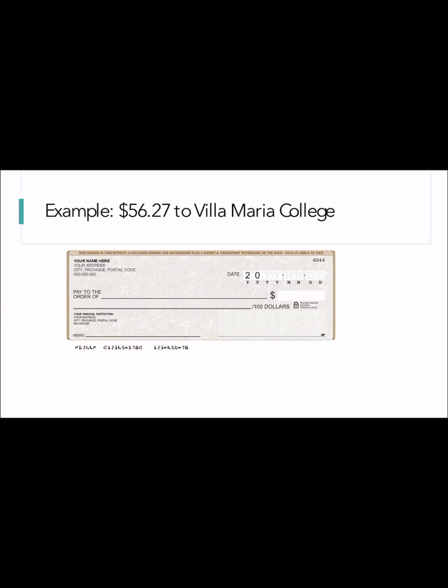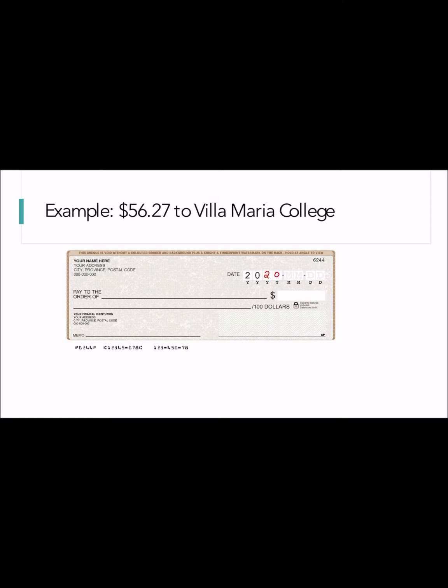So as an example, say I owed Villa Maria some money. Let's say I owed them $56.27. Now, how would I write out that check? So today is the 29th. First of all, I'm going to fill out my date, and I'm okay if they cash it right away. So I will write 2020.